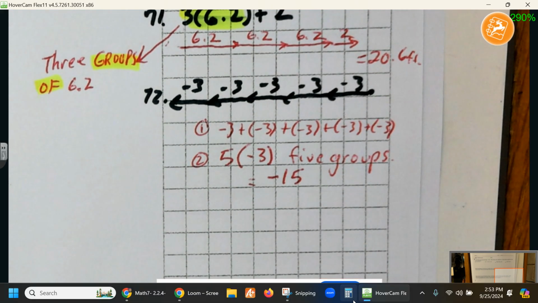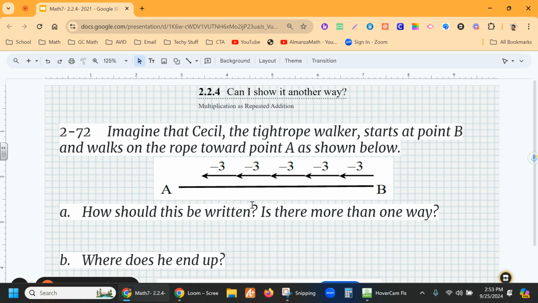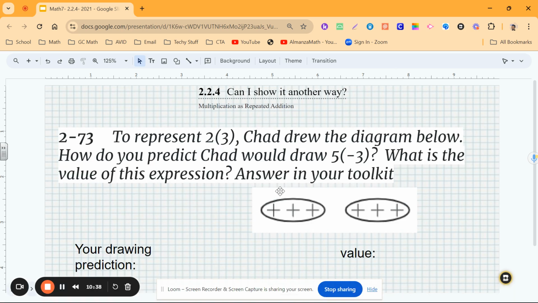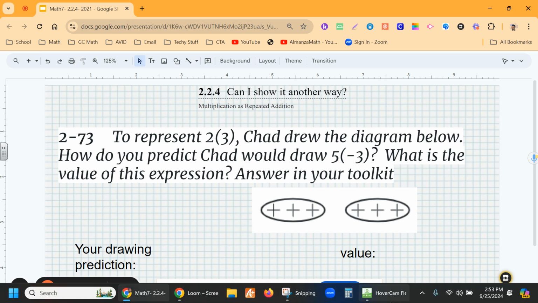So let's move on to the next one. He does end up, okay, so we got that. To represent 2 times 3 in parentheses, Chad drew the diagram. According to that, based on what Chad did, how would you predict that he would draw 5 with -3 in parentheses? And what is that expression?